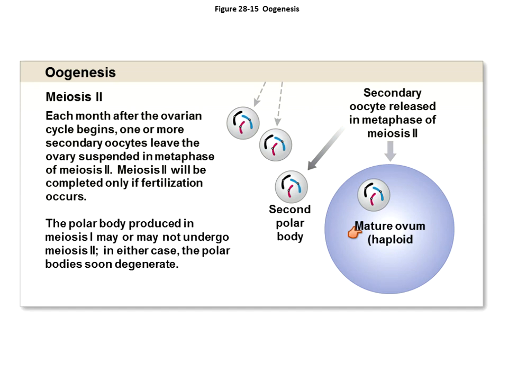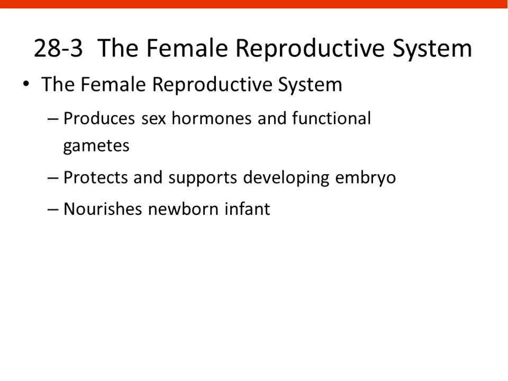So the polar bodies that are produced in meiosis I may or may not undergo meiosis II, but at any rate, any of these polar bodies, whose whole job is just to take up excess chromosomes, are going to eventually disintegrate. And then we'll stay here until fertilization takes place. So meiosis II will be completed only if fertilization occurs. If fertilization does not occur, then this ovum will disintegrate into the wall of the uterus, and it will be sloughed off during the menstrual cycle.